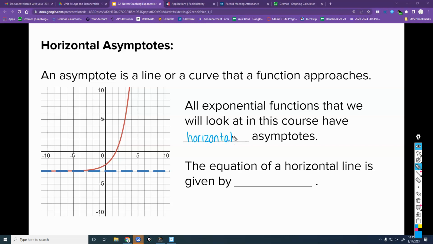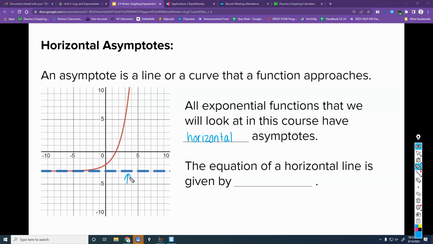Okay. The equation of a horizontal line, if I want to write the equation of this line right there, what is it? Somebody know? This is the easiest thing in the world. We do it in math. You do it in 8th grade. You do it in math 1. You do it again in math 2. Here we are in 3 doing this.